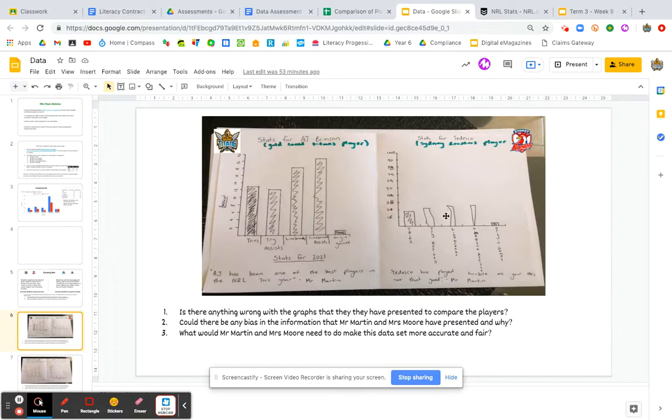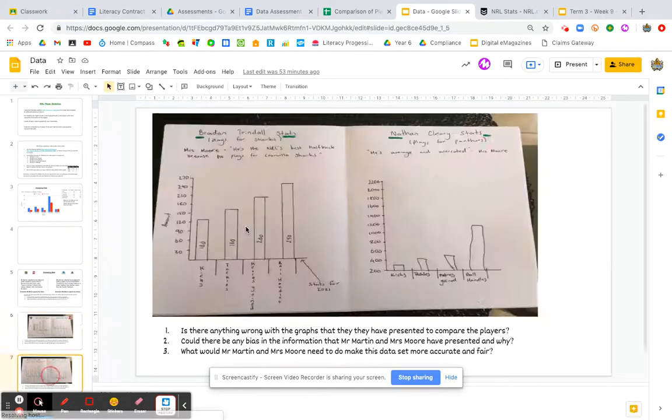So we need to have a look at the two graphs that we've created, one to compare AJ Brimson and one to James Tedesco, and then another two graphs to compare Braden Trindle and Nathan Cleary. You'll have to answer these three questions for both sets of data. So remember to have a look through and see if they've got accurate information here, thinking about that term bias, meaning that there's something that's not quite right, it's uneven, it's unequal.